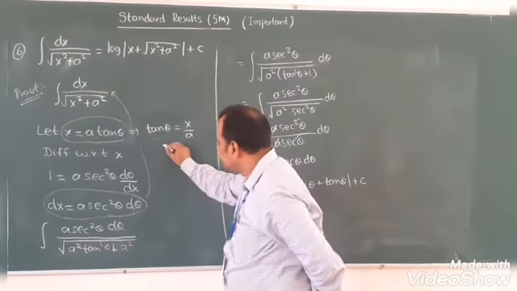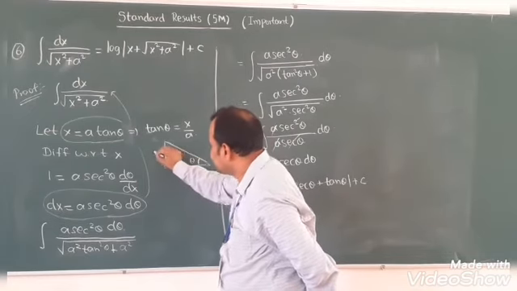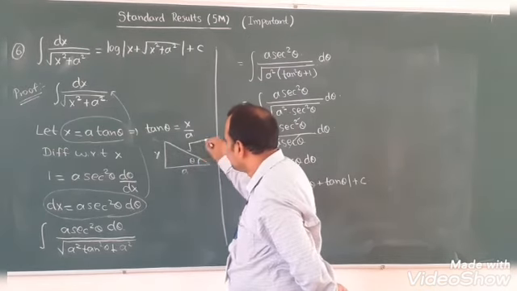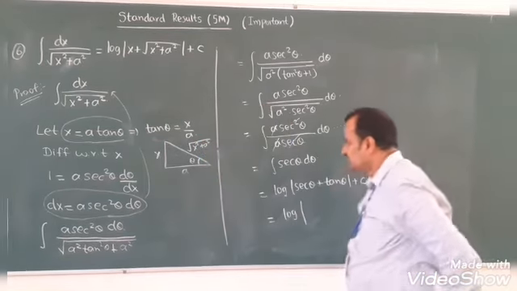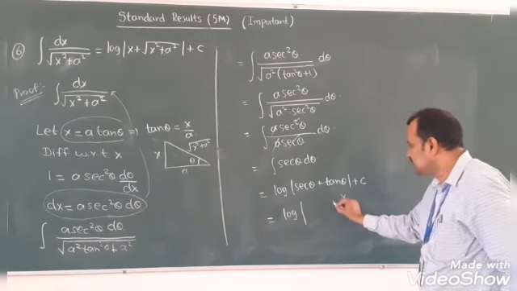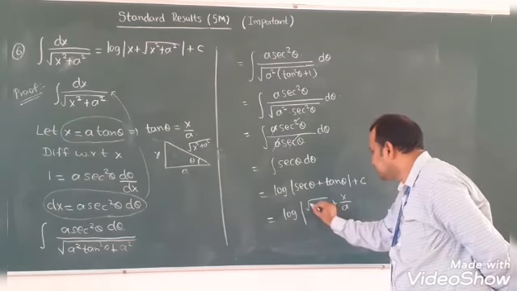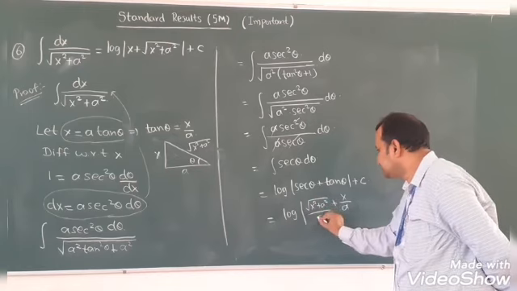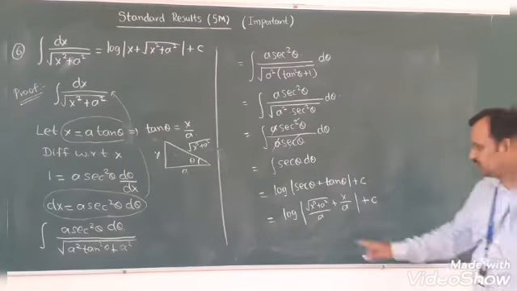So we want secant theta. Let us draw one right angle triangle. This is theta, this is x, this is a. Use Pythagoras theorem, so the hypotenuse is root of x square plus a square. Now put the values. Tan theta is x by a plus, what is secant theta? From the figure, secant theta is root of x square plus a square divided by a, plus c.